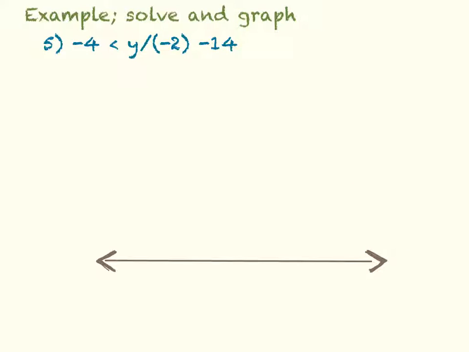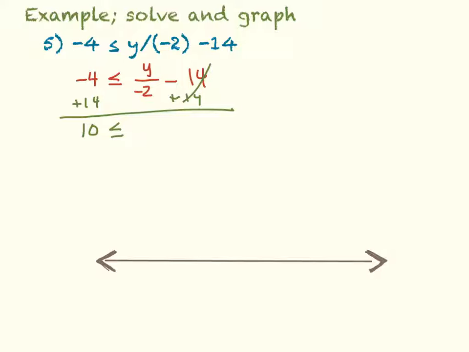Number 5, negative 4 is less than or equal to y divided by negative 2 minus 14. So I'm going to start by rewriting this as negative 4 is less than or equal to y divided by negative 2 minus 14, because it's a little bit more readable. Alright, start by adding 14 to both sides. That cancels out, leaving me with a positive 10 is less than or equal to y over negative 2.